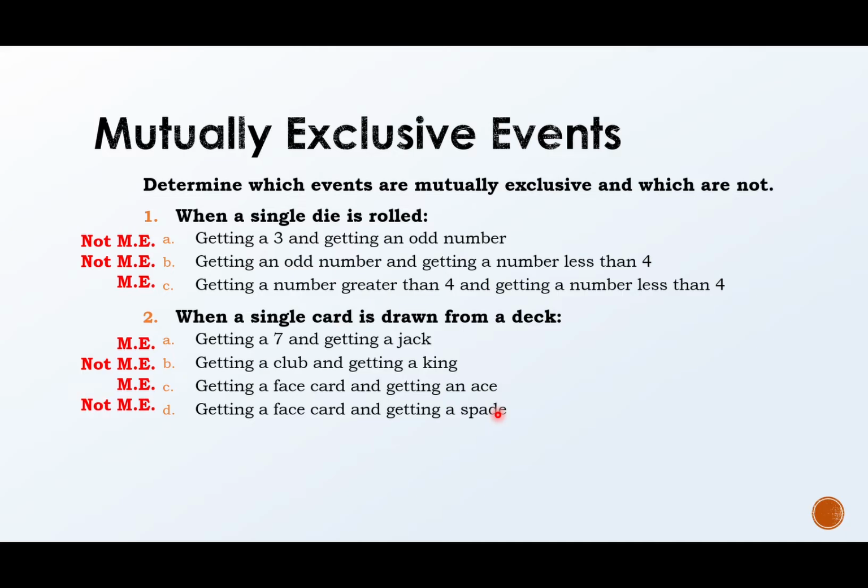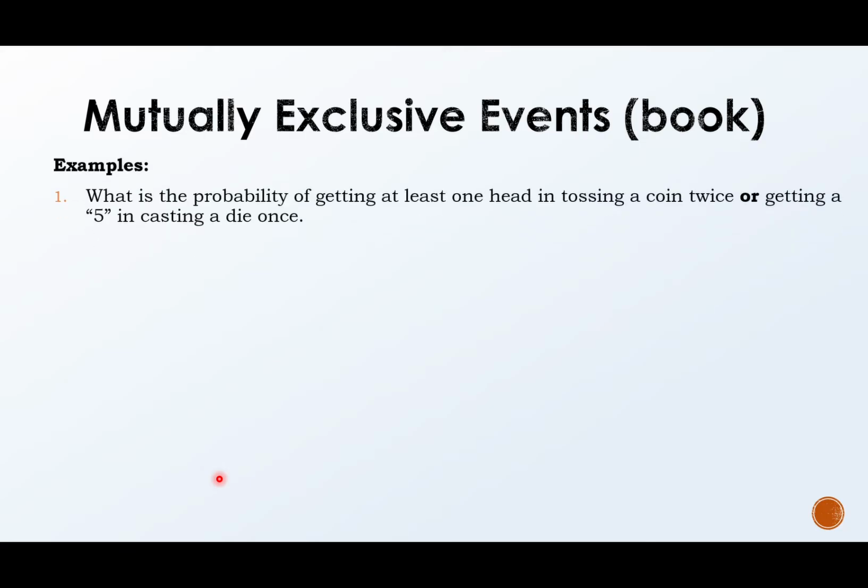And therefore, they are not mutually exclusive. Okay. So in your books at page 18, you have many examples of mutually exclusive events. So here we have the question: what is the probability of getting at least one head in tossing a coin twice, or getting a 5 in casting a die once?